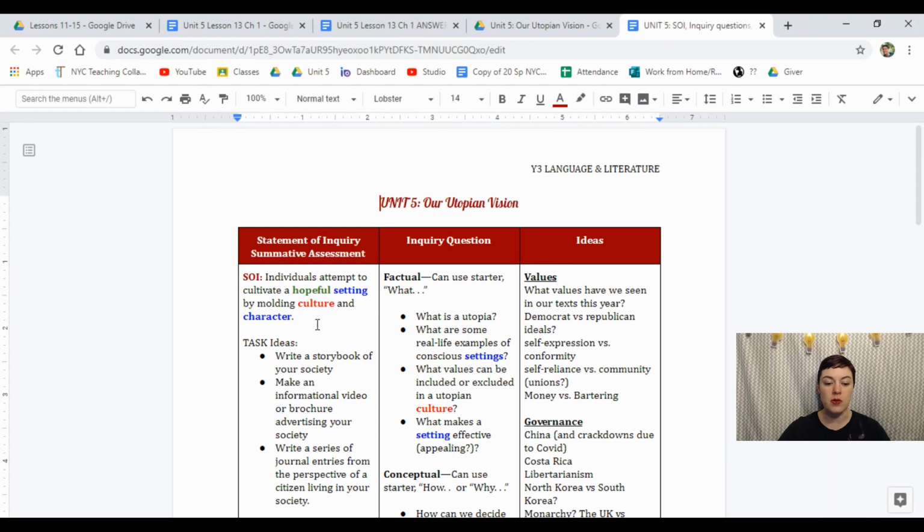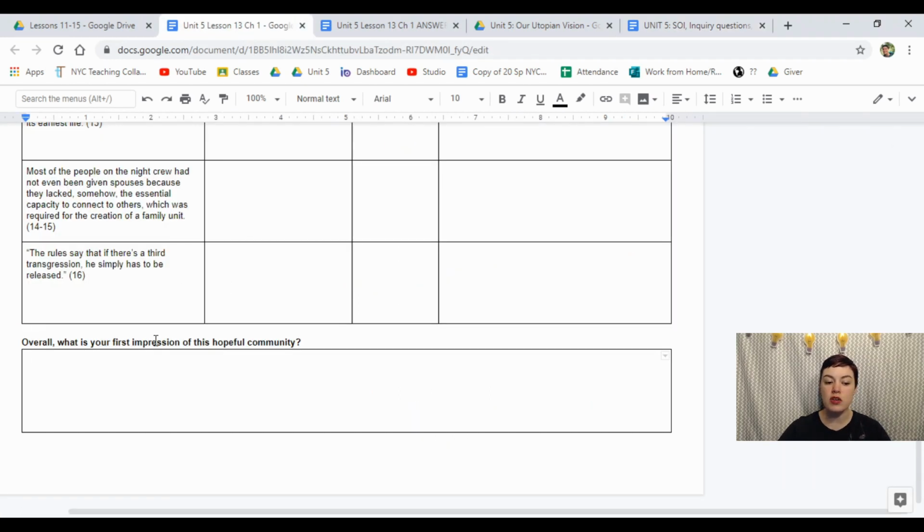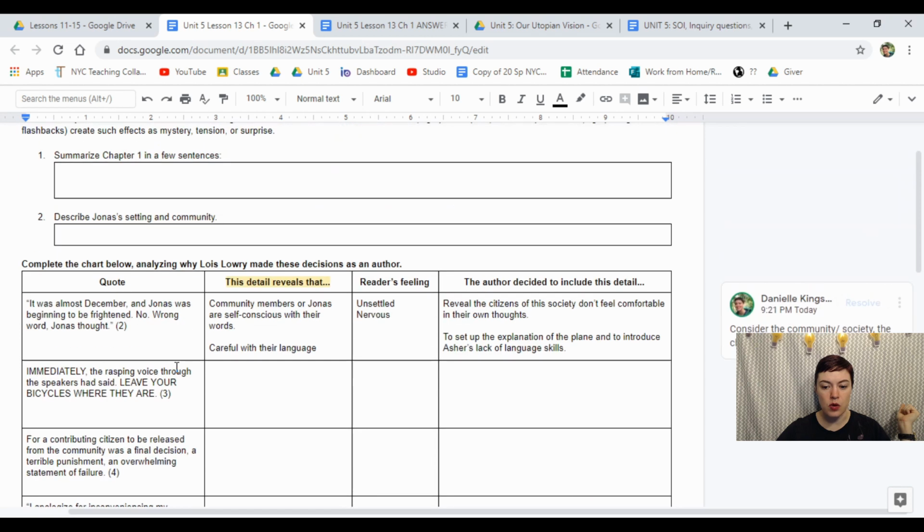So our statement of inquiry again is, individuals attempt to cultivate a hopeful setting by molding culture and character. So already you can start to think about, what is their culture like? Who are these characters like? How are these things coming together to make a society, right? So overall, this is the work for today.